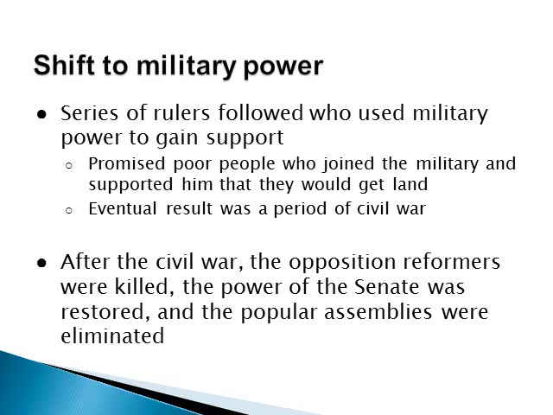Once this period of civil war ended, the opposition reformers, those people who supported land reform and the redistribution of land to the poor, were basically executed, and the power of the Senate was restored. The popular assemblies were eliminated, and that's really the end of representative or republican government in Rome.